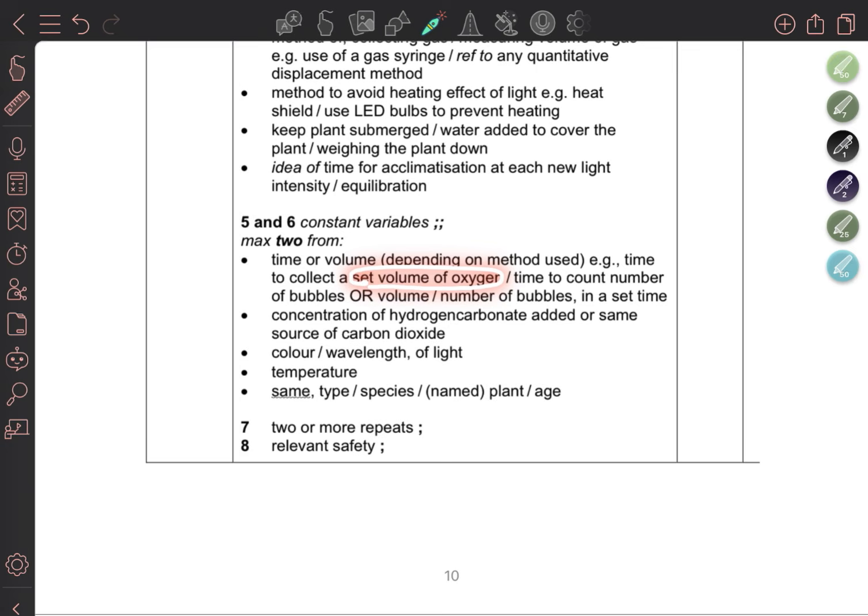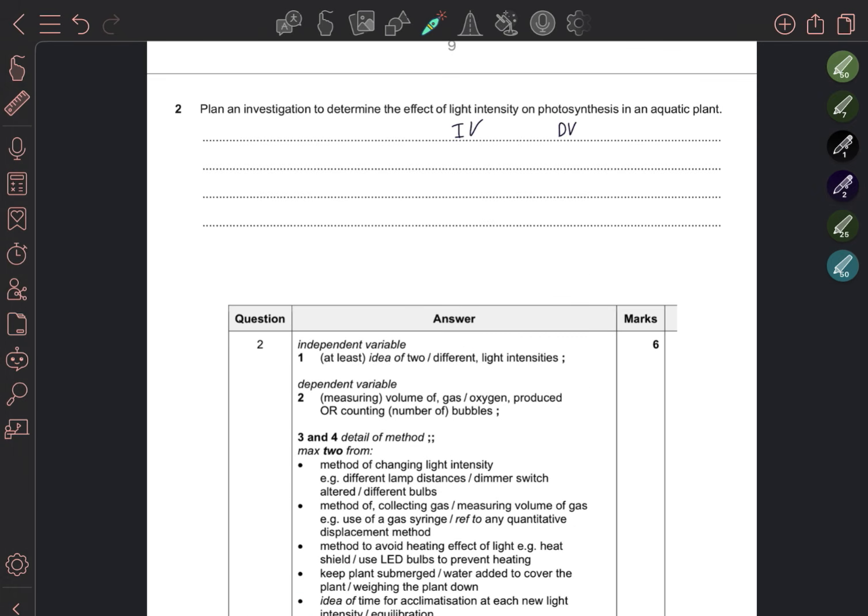Okay, let's say you're measuring for 15 minutes or 10 minutes, for example, or count the number of bubbles for a set amount of time, and then repeat at least 2 or more times. And relevant safety, again, it would be the same. Take care of handling the lamp, make sure it's dry and it's not wet.